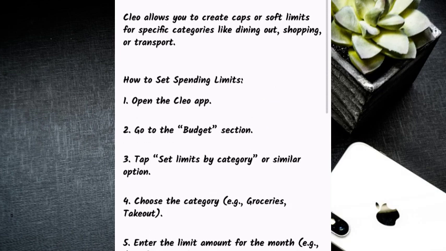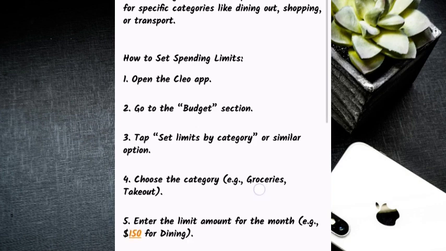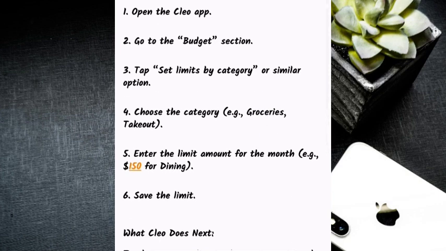First thing you got to do is open the Cleo app, and then you're gonna go to the budget section. Once you're in the budget section, you want to tap set limits by category or similar options. Once that's done, choose the category, that is grocery, takeouts, whatever it is. Just go ahead and choose the category, and then you're going to enter the limit amount for the month.